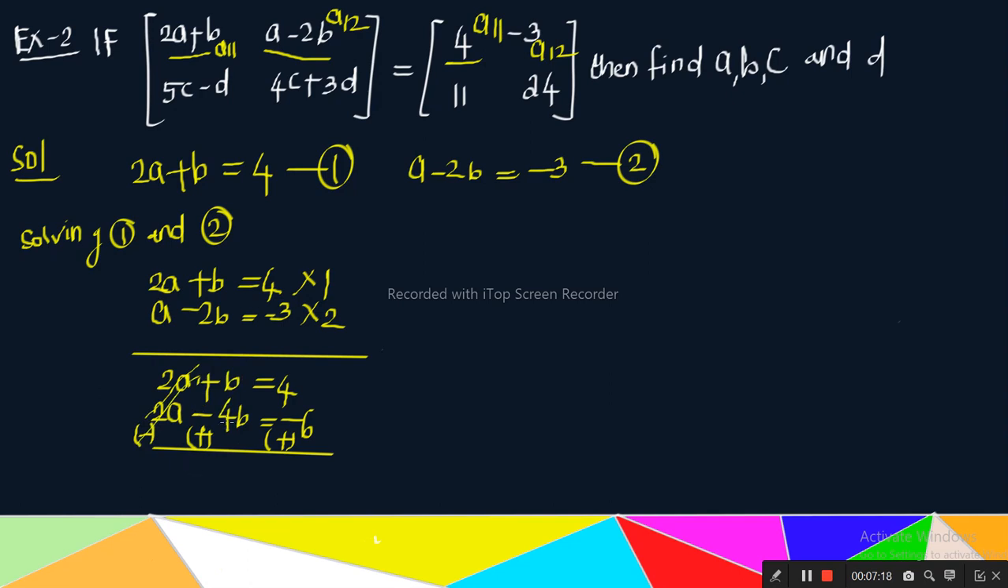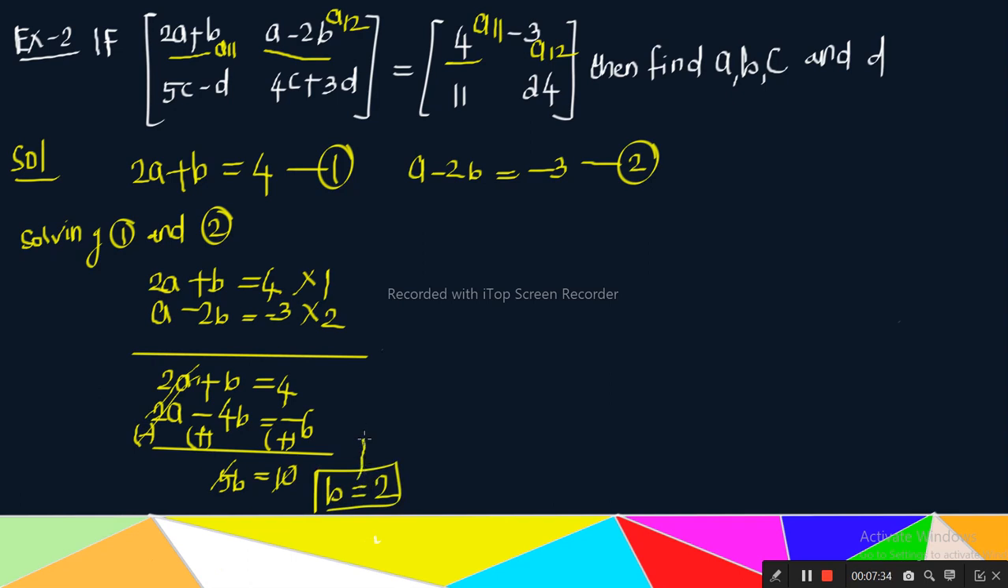4b plus b plus 4b will be 5b. 4 plus 6 will be 10. 5 ones are 5, 5 twos are 10. The value of b is equal to 2. I got the value of b as 2.